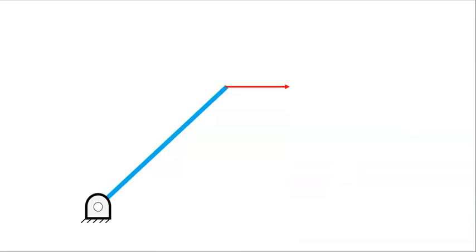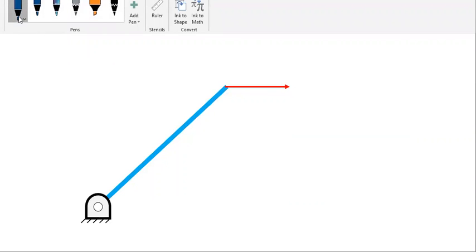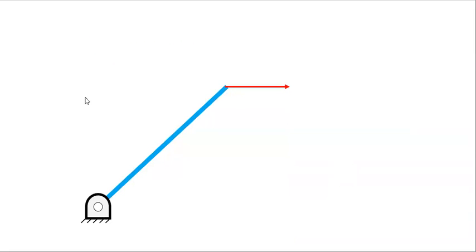Suppose we have a system like this, as shown in the figure. Suppose this distance is L and this force is given to be F. And suppose this angle is given to be theta. Now, how to calculate torque? To calculate torque, there are different ways, and I'll discuss all the ways today.